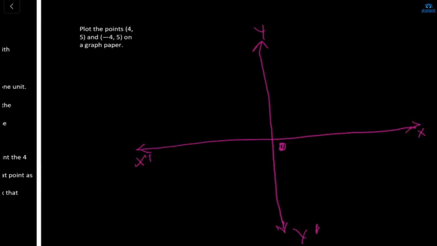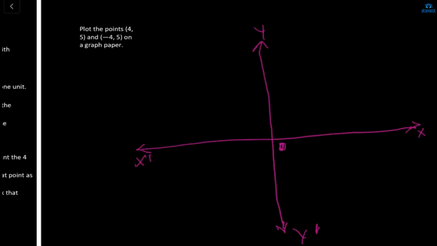We have to mention whether we are taking one cube as one unit, or one cube as 2 units, 5 units, or 10 units, depending on how much value we have to represent on the graph and how much paper we have. It depends on which values you have to represent. Sometimes you may have to represent 20, 25, 60, 65.